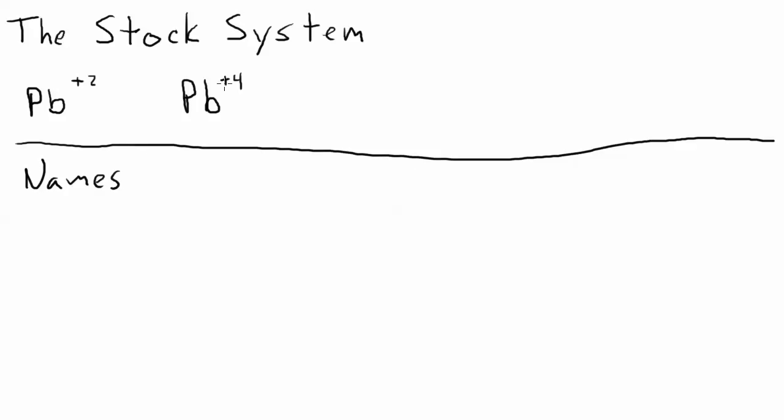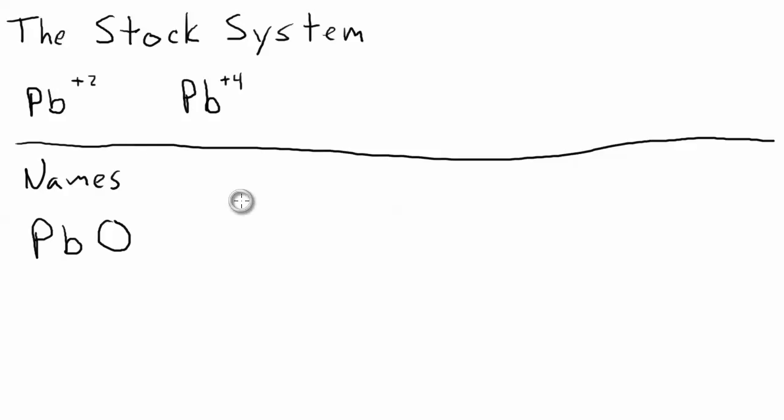So, as I stated at the start of the video, the stock system is a way of indicating the charge of the positive ion in a compound. The way that they do that in names is by using Roman numerals. So let's say that I had an oxide of lead, which would just be a lead ion combined with an oxygen ion. I've already introduced the idea to you that lead can form an ion that's +2 or +4. When we name the lead oxide, the way that we indicate which of the two of these is in the compound is by using Roman numerals in parentheses.